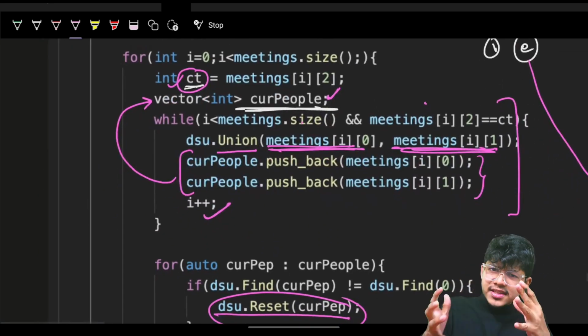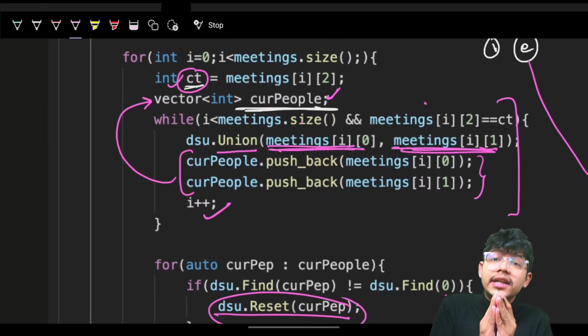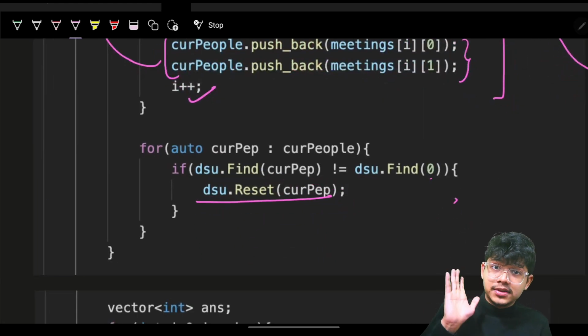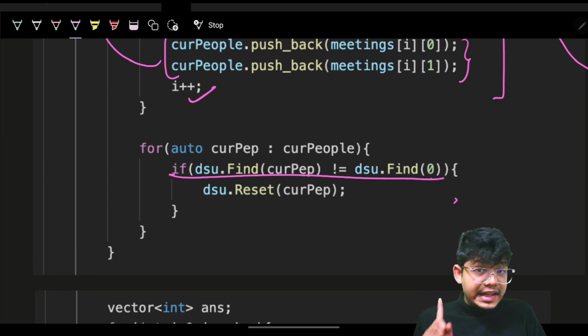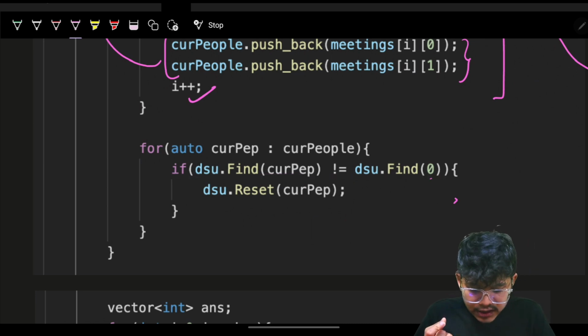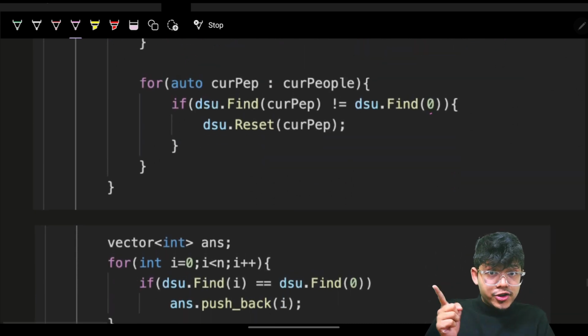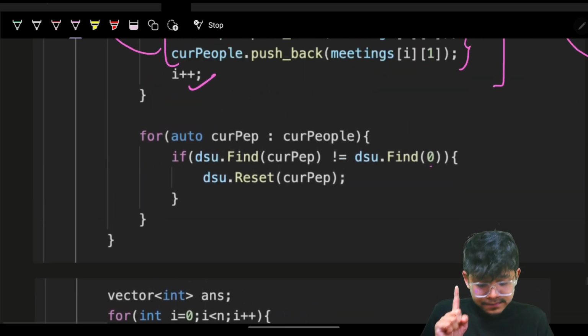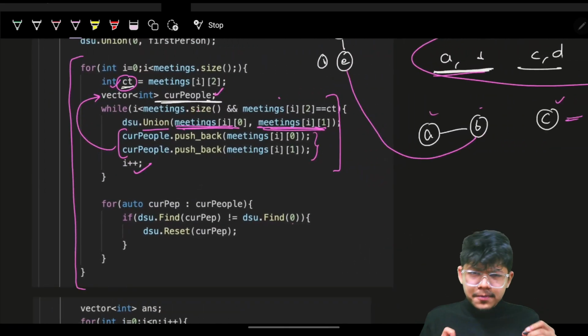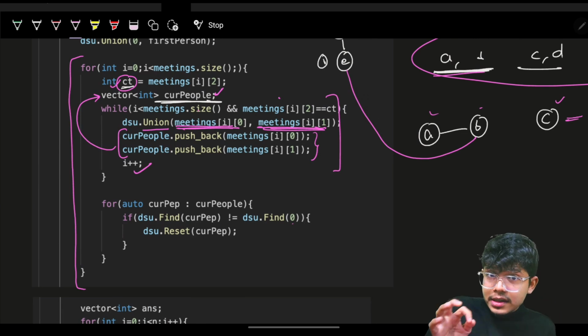So that is just saying, now it is not connected to anyone else. It is reset. I just reset that specific person. But I'm not resetting the ones who are already connected to node 0, because I know that they know the hidden thing. Anyone who connects to them should also know the hidden thing. So I'll keep on trying this entire thing until I can do it.